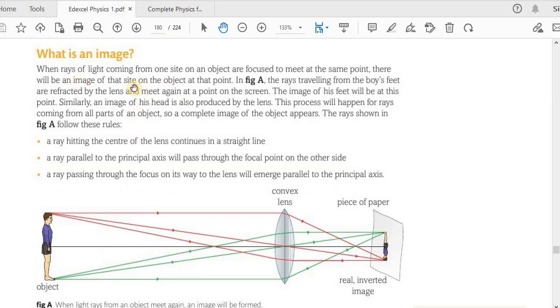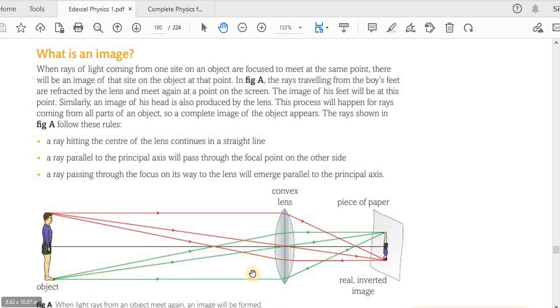What is an image? So in figure A, the rays traveling from the boy's feet are refracted by the lens and meet again at a point on the screen. Previously we learned about refraction, and we saw convex lenses, concave lenses. We learned that the refraction occurs at the surfaces. So refraction occurs here and also here, at the surface, when it goes from one medium to another medium. The image of his feet will be at this point. See, the green lines are coming from his feet, so they will go like that.